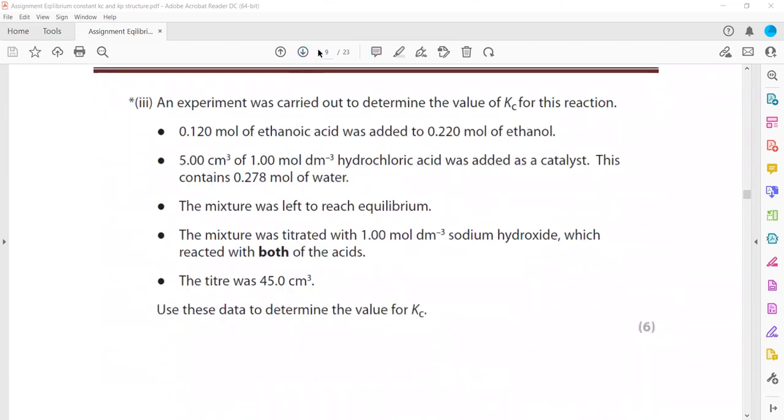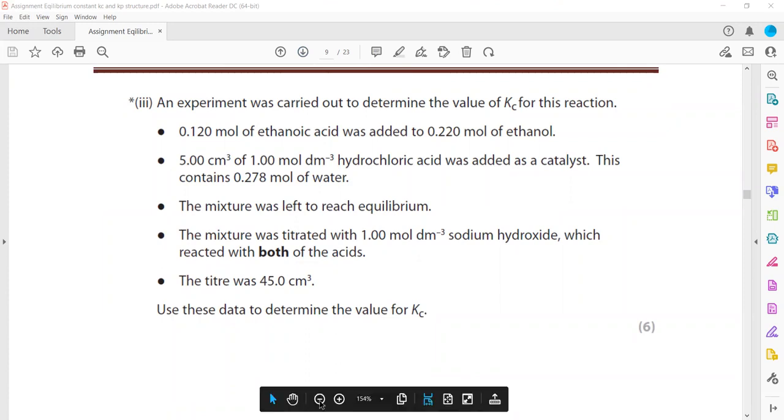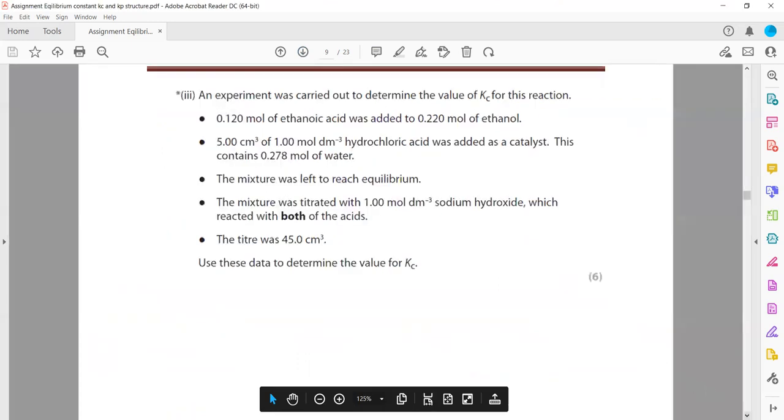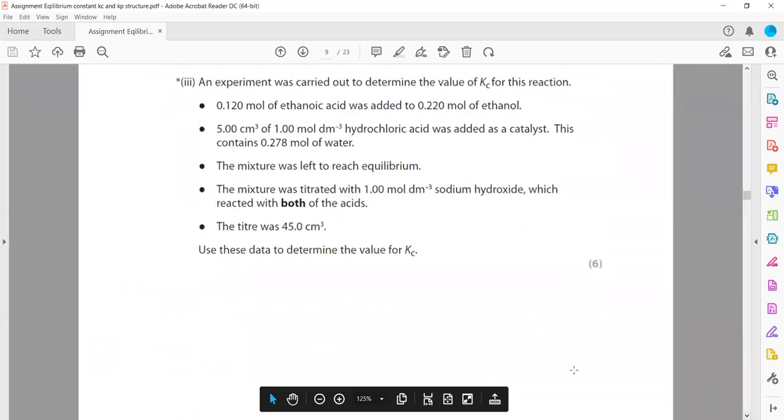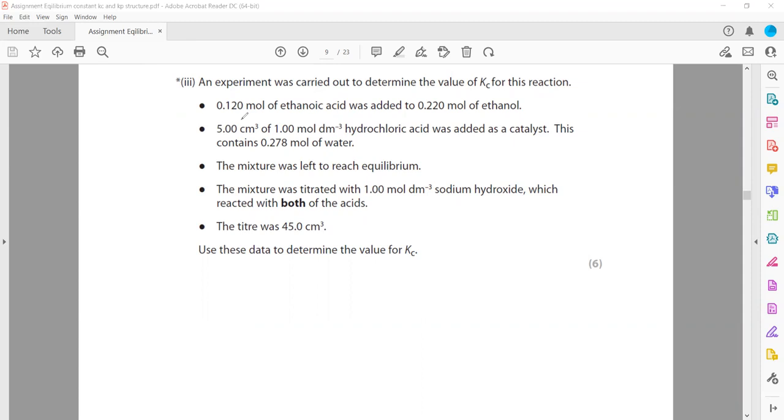An experiment is carried out to determine the value for Kc. So Kc is the concentration of the product divided by the concentration of the reactant. We have 0.12 moles of ethanoic acid, because in the reaction ethanoic acid is added to ethanol to produce ethyl ethanoate plus water. Then 5 cm cube of 1 mole per dm cube hydrochloric acid is added as a catalyst, which contains 0.278 moles of water.